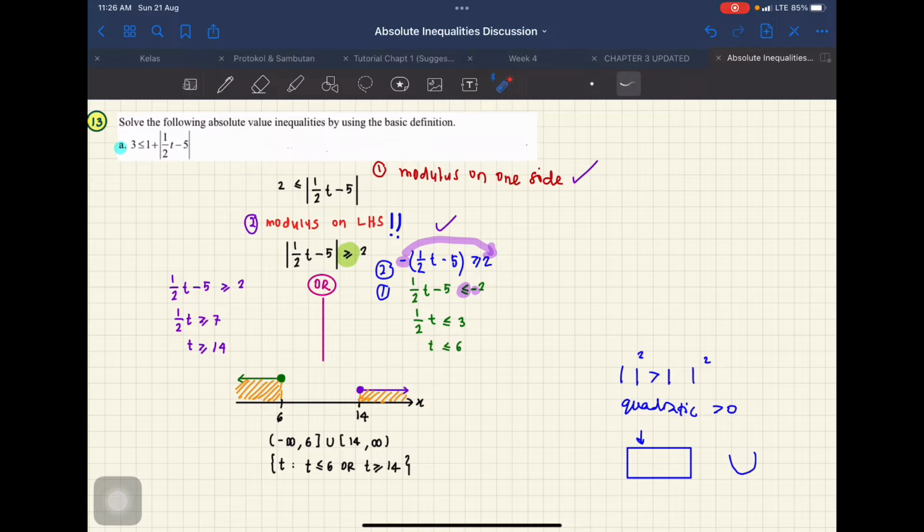Okay, so sebabkan ada equal, that's why dia ada warna. Bila ada equal, ada warna. Awak ingat macam tu je. Okay, bila ada equal, ada warna, jadi close bracket.